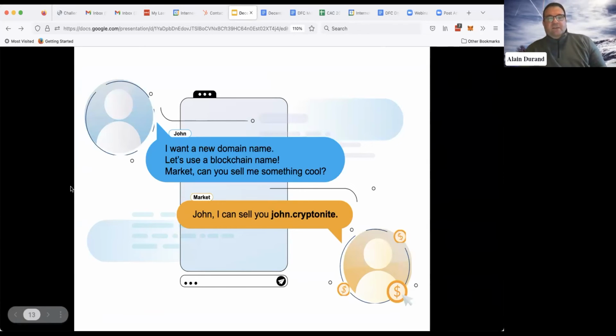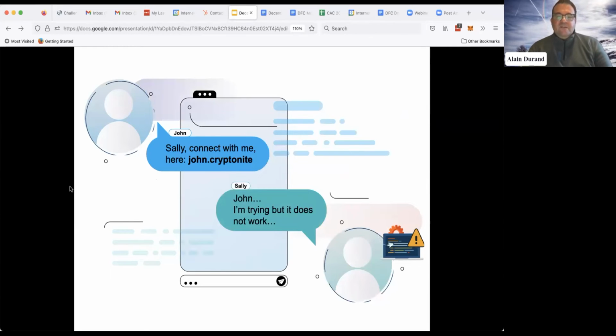So John says, oh, I want a new domain name, and I'd like to use blockchain. It's kind of hot technology now. And he goes to a third character called Market. Market, can you give me something cool? And Market says, I can sell you John.Kryptonite. Sure. And John buys. Next slide, please. He goes to his girlfriend, Sally: you can connect with me at John.Kryptonite. She tries this on her computer. It doesn't work. Next slide.